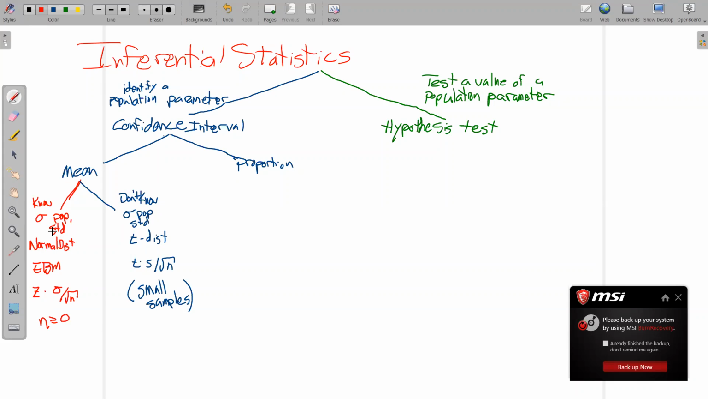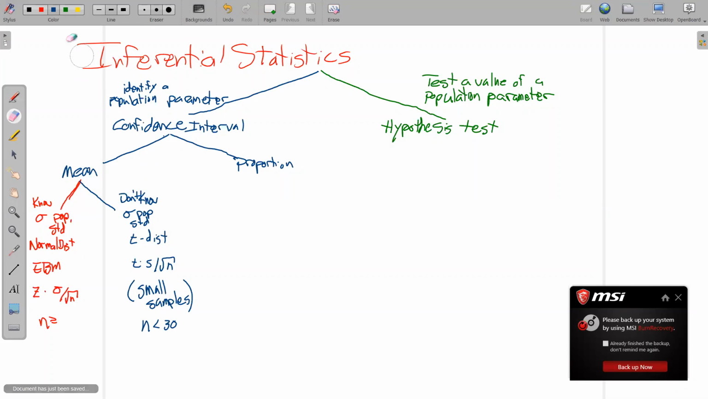It turns out that even if you know the sample standard deviation, if you have a small sample size, you're not allowed to use a normal distribution, so you use a t-distribution instead. So over here, another case will come down this branch is if n happens to be less than 30.